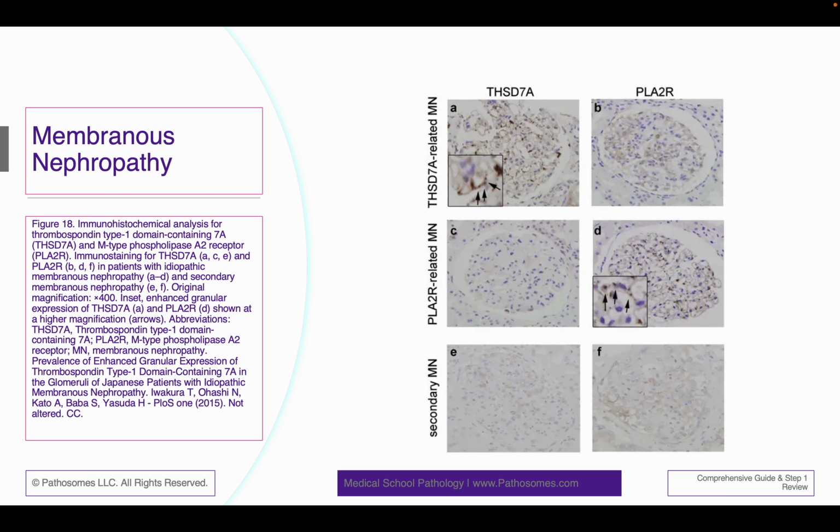And here we have something for the MD PhDs out there, unlikely to be tested, but for curiosity's sake, IHC analysis for thrombospondin type 1 domain containing 7A and M-type phospholipase A2 receptors in the case of membranous nephropathy.